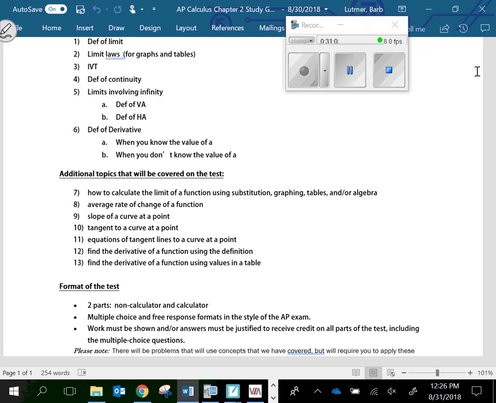Okay? Again, there'll be two parts, non-calculator and calculator, multiple choice and free response. For multiple choice, we'll have 5 choices because those will be AP problems. And the other ones will be, you know, received credit, partial credit as needed. Okay.